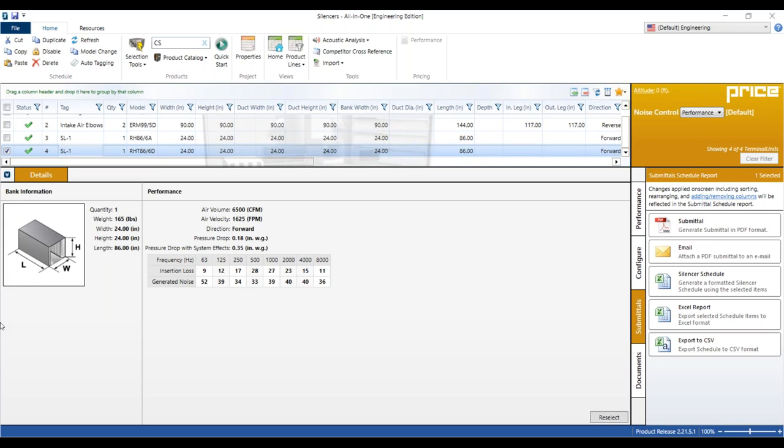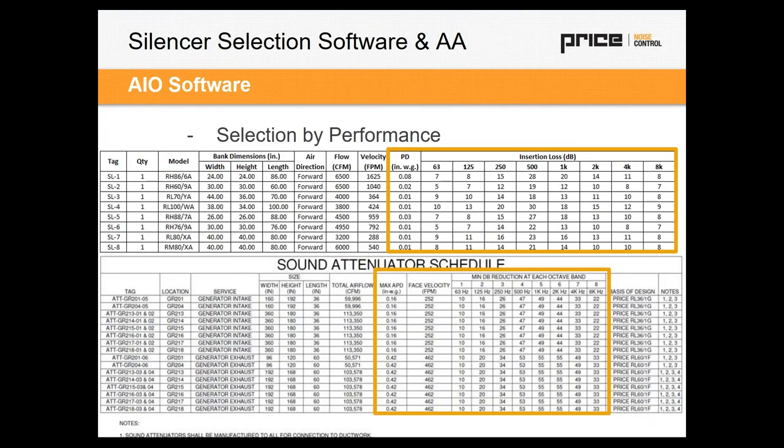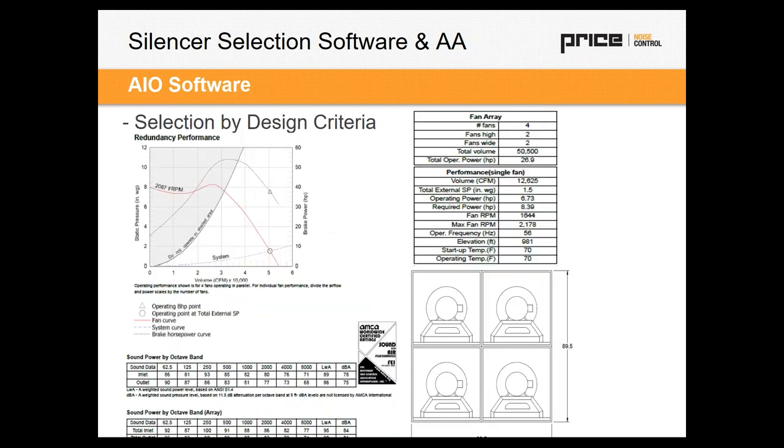And so I just went over silencer selections by performance. You have a schedule, someone did an analysis, it's easily laid out for you, and you could either select a Price silencer or an equivalent from a different manufacturer, equivalent to Price silencers as well. All right, the second way to select silencers is by design criteria.